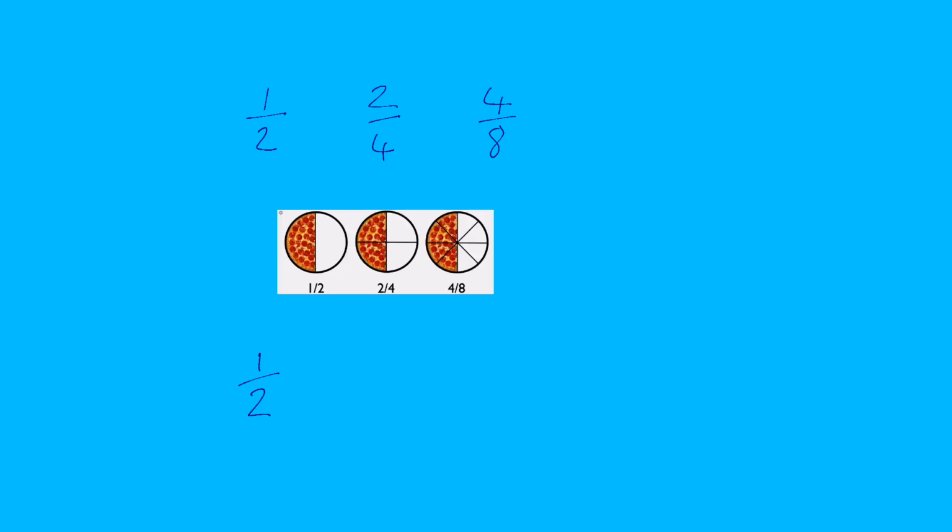Because to find an equivalent fraction to a half, you can multiply the top and the bottom by whatever number you want, you can have an infinite number of equivalent fractions to a half. Infinite means endless. So I'm just going to remind you. So I want to find an equivalent fraction to a half, so I'm just going to pick a number. So I'm going to times the top and the bottom by 20.